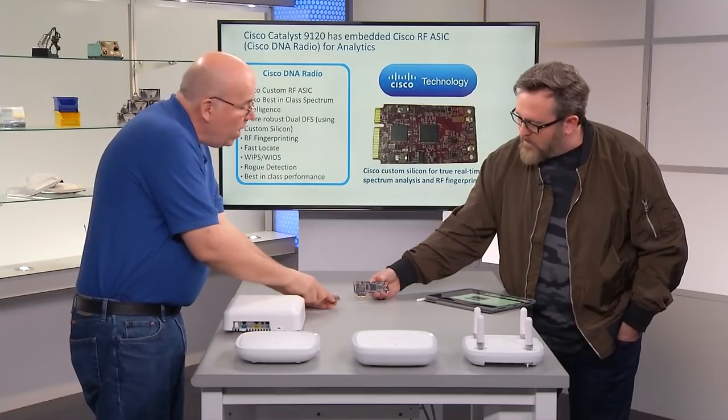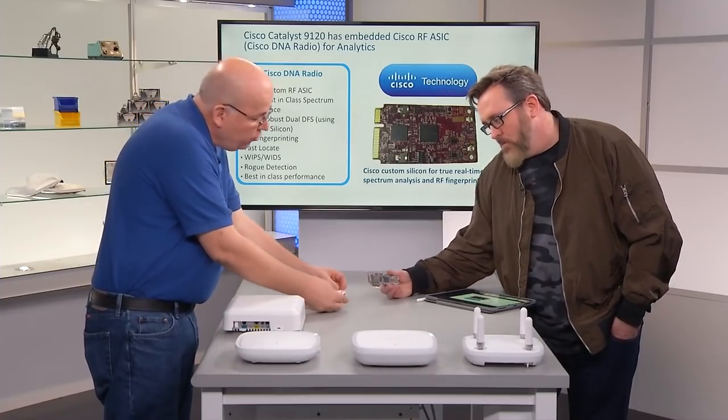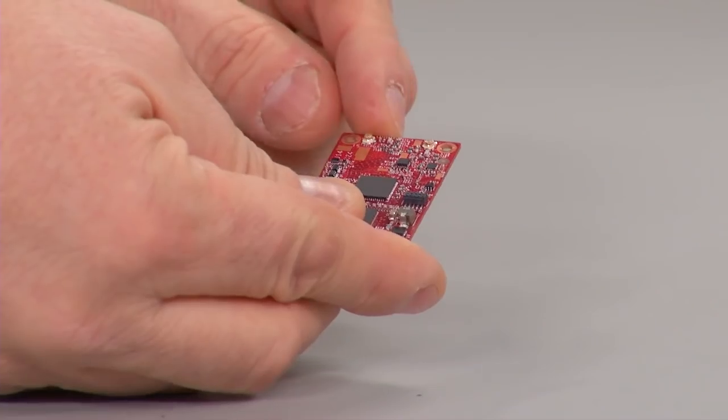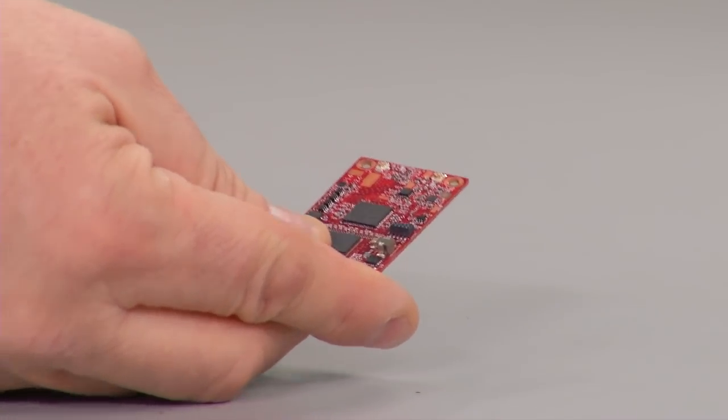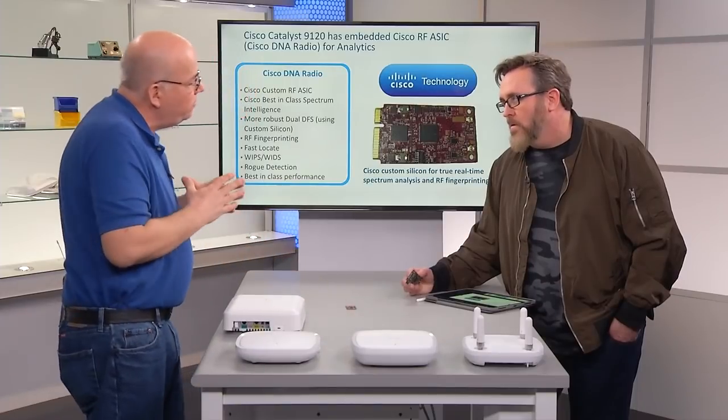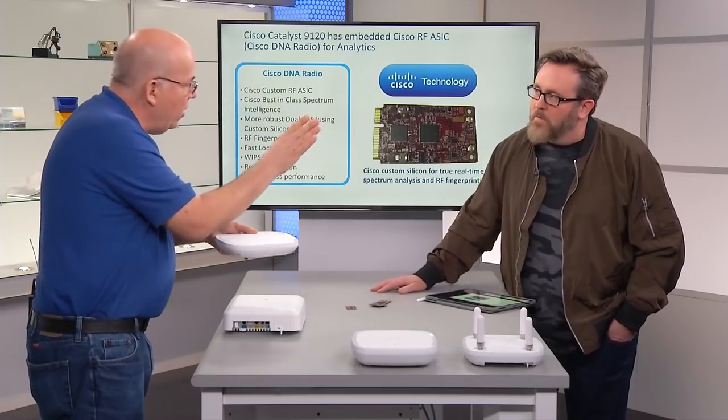If you look at what happens in this radio, there's a full Wi-Fi radio here, there's two antennas here. We use one of these antennas to transmit and receive. So what happens is, independent on the 9120, not only do I have dual 5 gig radios, but I have this chip in this unit here.